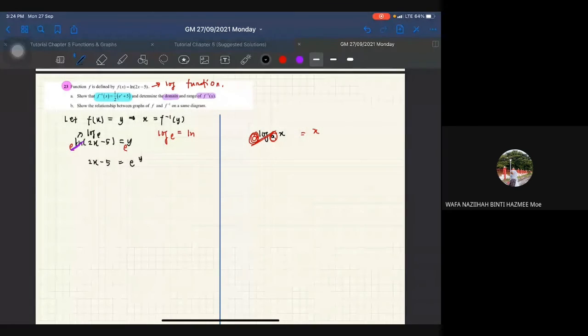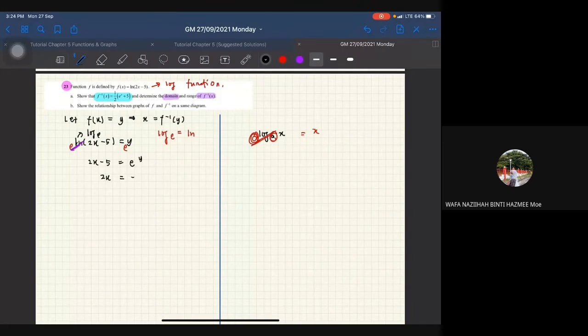Okay, so we just want x on the left side. So we move the negative 5 to the right, it will become plus. So we have e power of y plus 5. Okay, and then x is equal to 1 over 2 in bracket e power of y plus 5. Okay, so sama tak dengan apa yang soalan minta kita show?